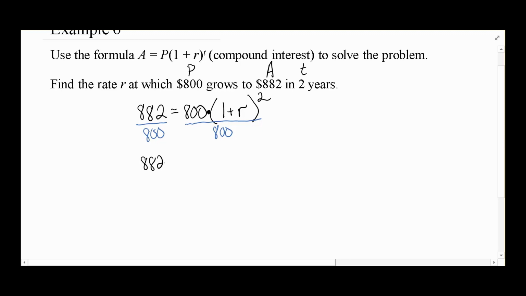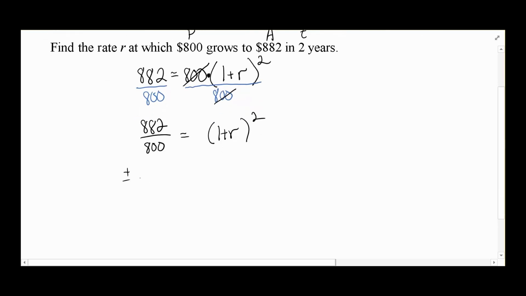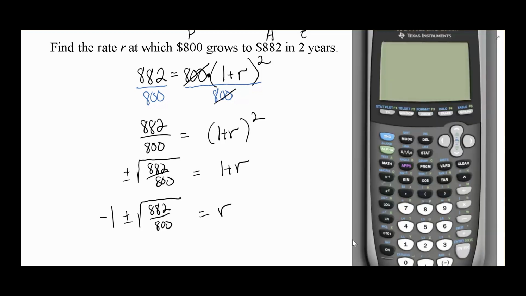So we're left with 882 over 800 on the left. Yeah, this could probably simplify. We could probably toss it in the calculator, but I don't care about that right now. What I care about is what's left over here. I now have a perfect square on the right-hand side. So now I can use the square root property. I can take the positive and negative square root of both sides. And in order to solve for R, I can subtract 1. So negative 1 plus or minus the square root of 882 over 800 equals R. Let's use our calculator to help out with this. So let's do negative 1 plus the square root of 882 over 800.